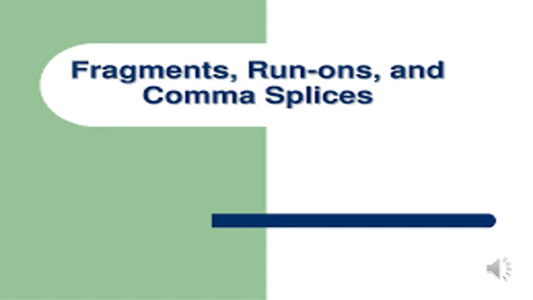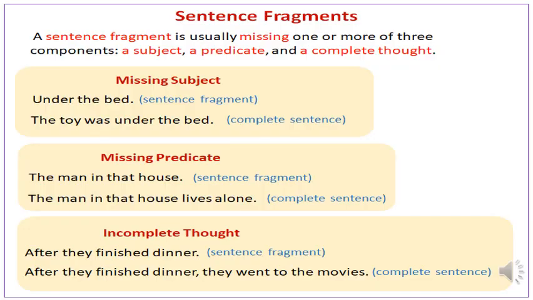Our subject today is about run-on sentences, fragments, and comma splices. Let's start with sentence fragments. What's meant by a sentence fragment? It is usually missing one or more components, such as subject, predicate, or complete thought.